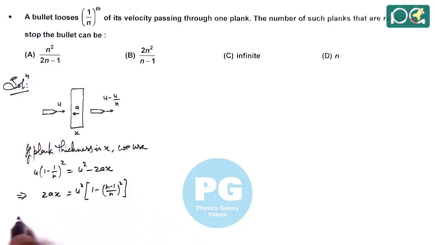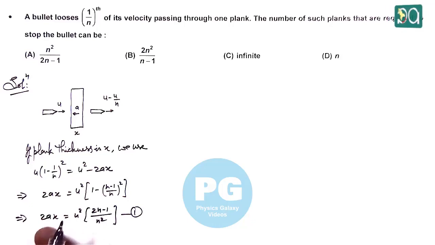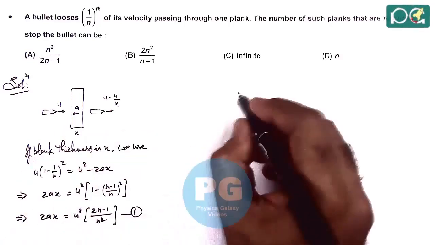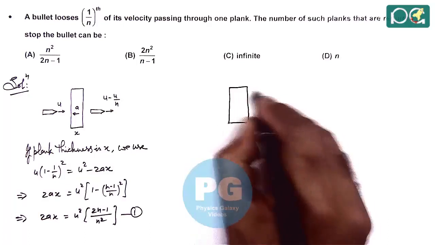On simplifying, this will give 2ax is equal to u square. If you square it, n square minus n square plus 1 minus 1, n square gets cancelled out, and there's 2n minus 1 divided by n square. So this is our first equation. And the same acceleration we are going to use in the case when there are n planks like this.